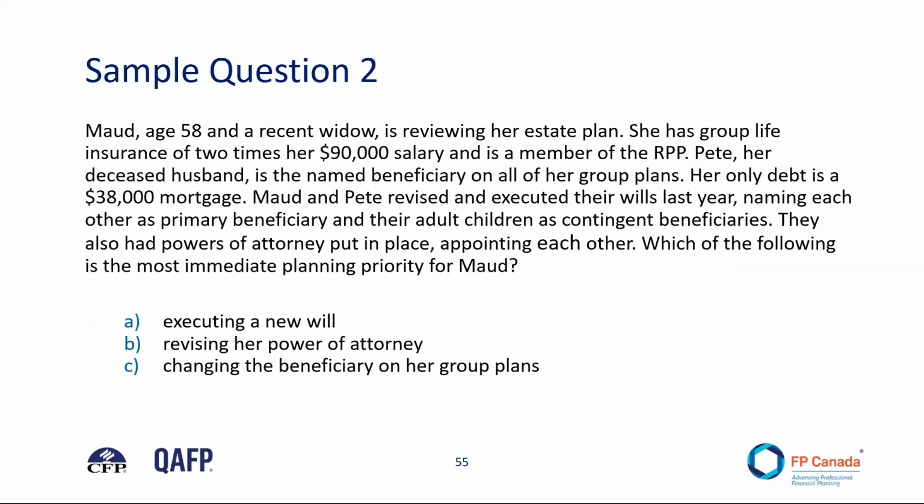This next question is from our pool of sample items that appear on our website. A recent widow is assessing her estate planning given her husband's death. There are a number of activities listed, and one of these should be the priority for her. This question demonstrates estate planning and legal aspects competency 3.120, which reads, prioritizes the steps, sequencing, and timing for a client to implement the recommended legal measures.